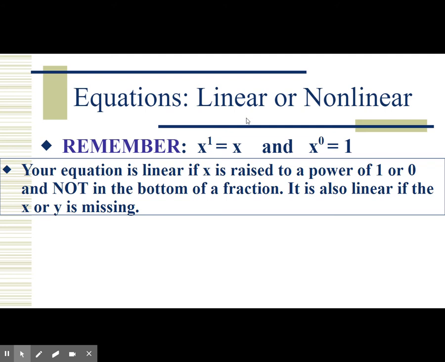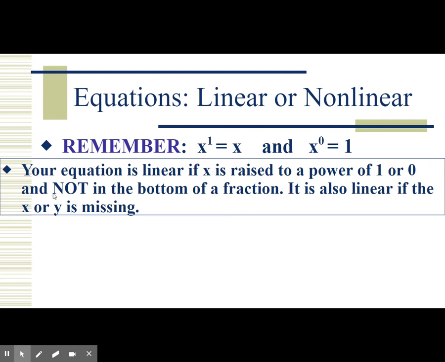All right. It's also linear if the x or y is missing. So if there's not an x in the equation, it's linear. If there's no y in the equation, it's linear. So those are the things you need to look for. Find the x and see, okay, what's the exponent on the x? Is it a 0 or a 1? If it is, great, linear. If the exponent on the x is a 2 or a 7 or a -3, then it's not linear.